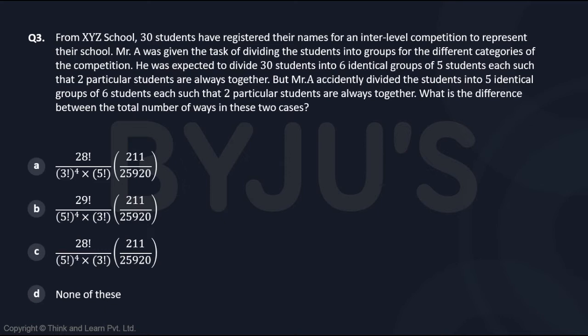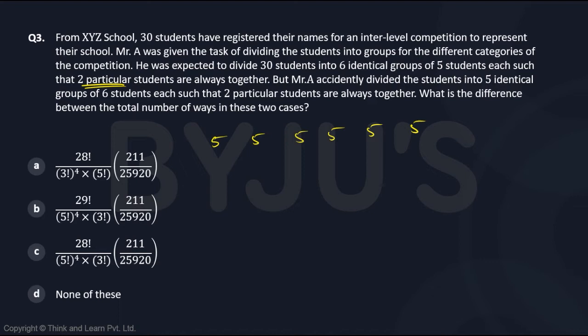So you need 6 identical groups of 5 students each. So 5, 5, 5, 5, 5 and 5. These are the 6 groups. The groups are identical, which means there is no distinction between the groups, and 2 particular students are always together.